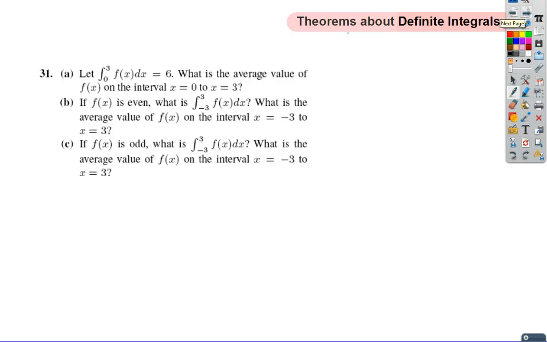So next couple of things here. They say let the integral from 0 to 3 of f of x equal 6. What is the average value of the function on that same interval? Okay? Remember to find the average value, it's 1 over b minus a, so 3 minus 0, times the integral from 0 to 3 of f of x dx, which is equal to 1/3 of 6, which is 2.